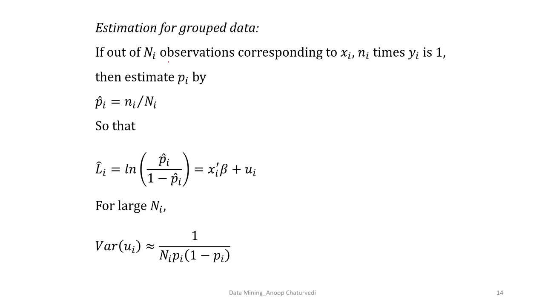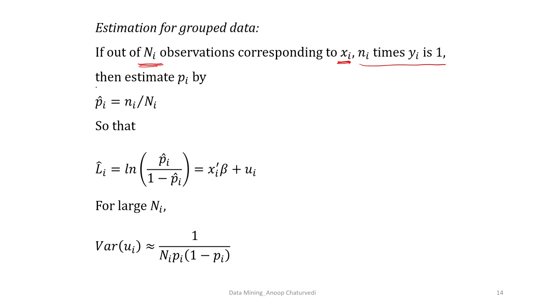Now, suppose you have to estimate beta and you have grouped data, say out of capital Ni observations corresponding to Xi. So, corresponding to Xi, you have multiple observations, say capital Ni observations. For example, you test a particular dose of insecticide on say 10 insects, then that particular dose of insecticide is xi, and in that case capital Ni is equal to 10. And suppose out of those 10 insects, say 4 die and 6 survive. So, small ni is equal to 4, ni times yi is 1.